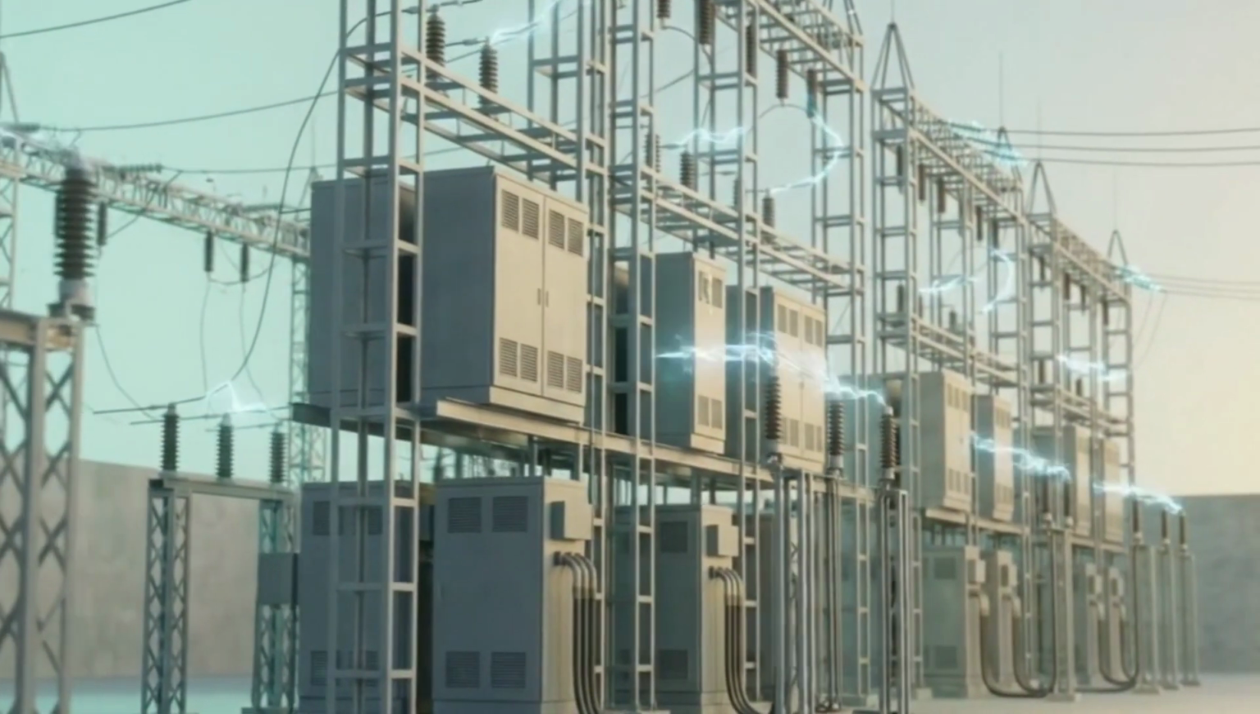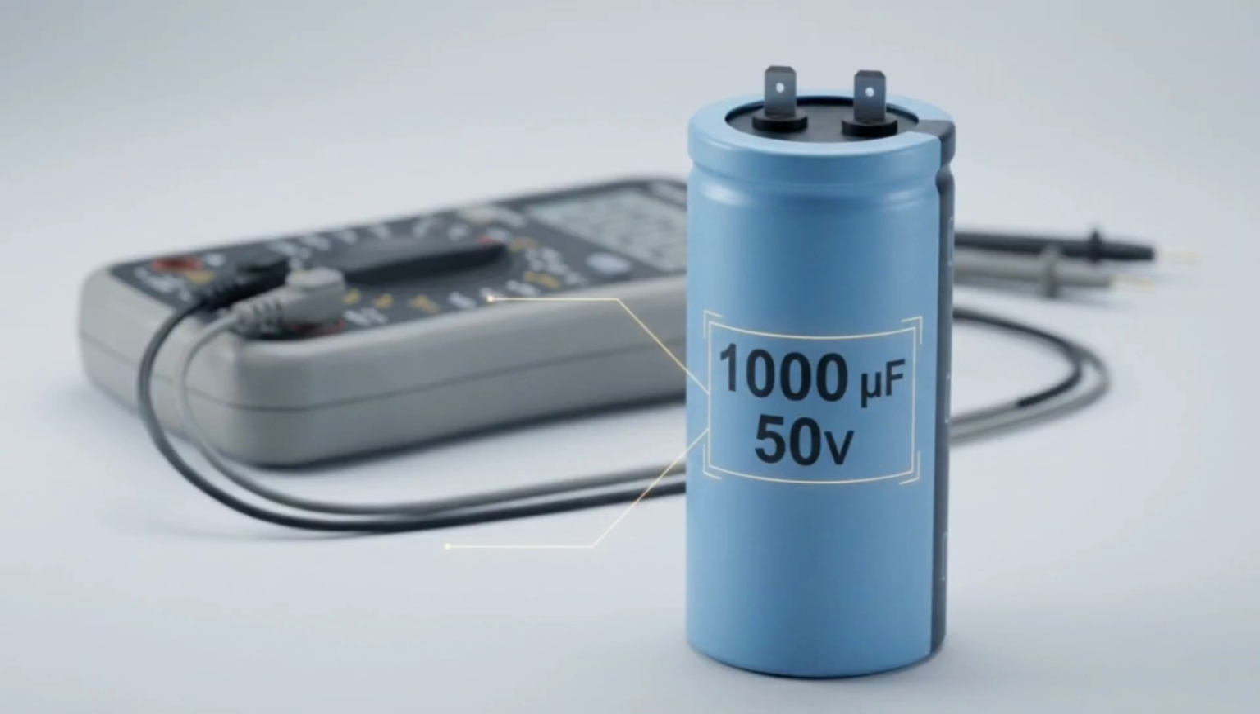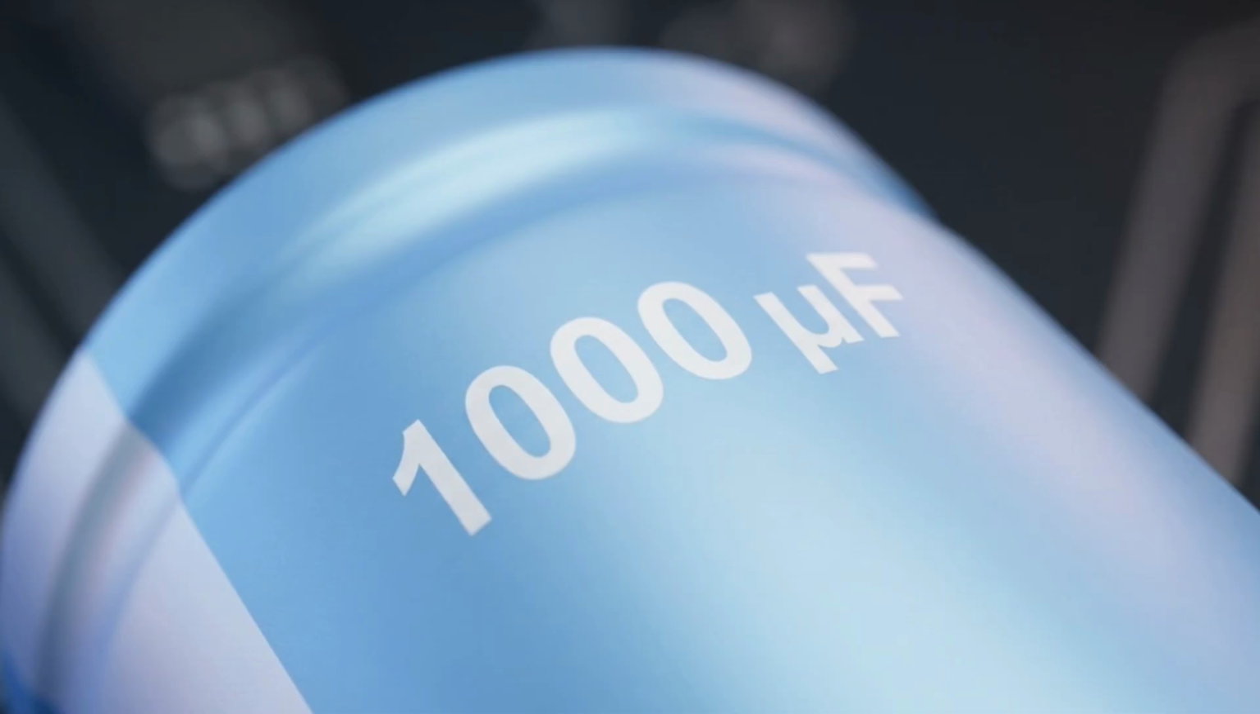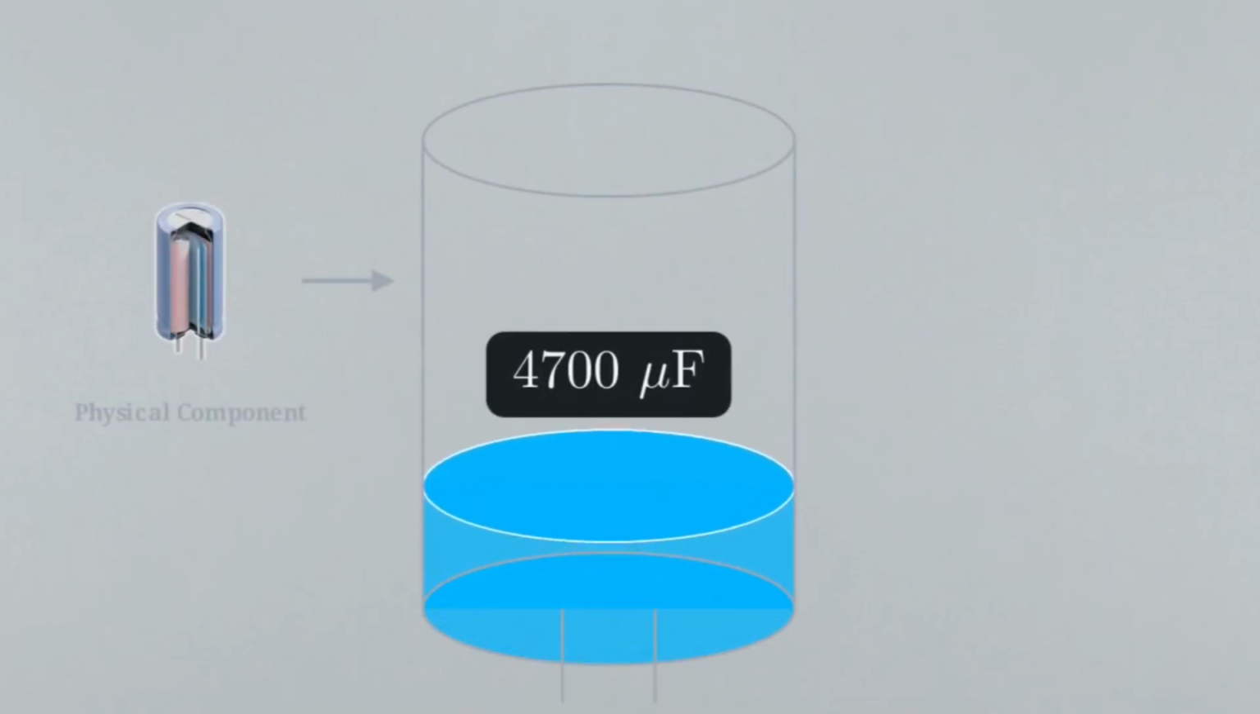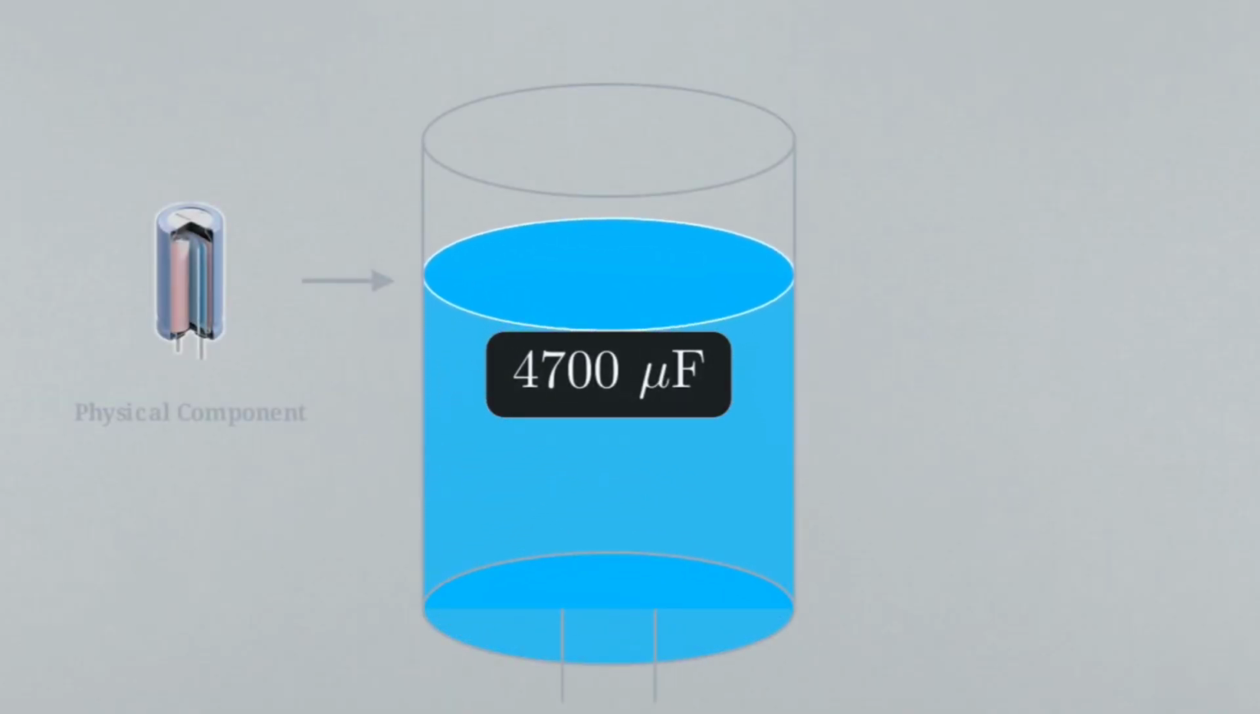Whether smoothing a microchip signal or aligning a municipal grid, every capacitor operates within strict mathematical constraints printed directly on its outer casing. The first value is its capacitance, measured in microfarads. This determines the exact volumetric capacity of the component's internal energy storage.